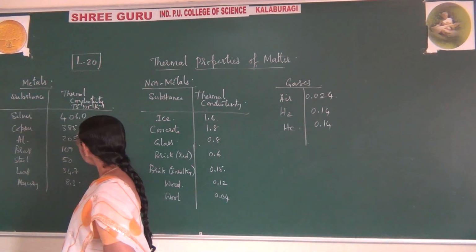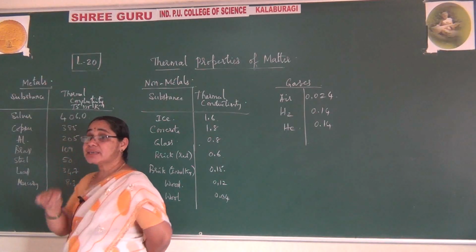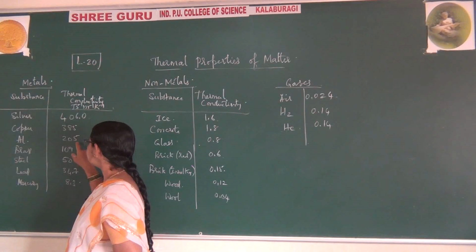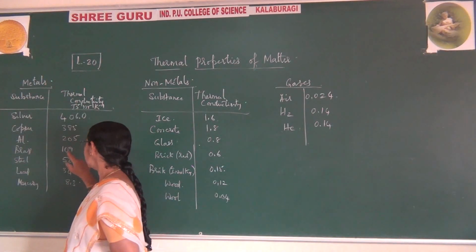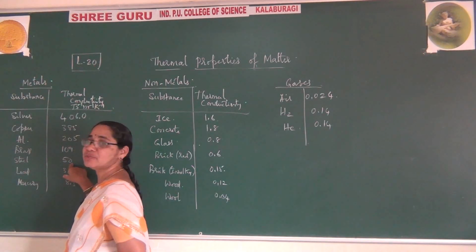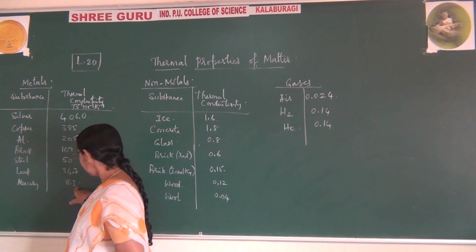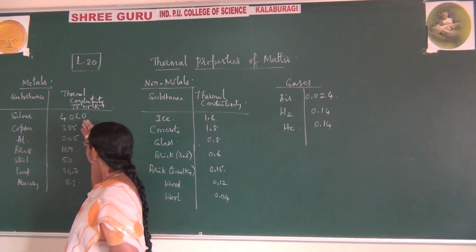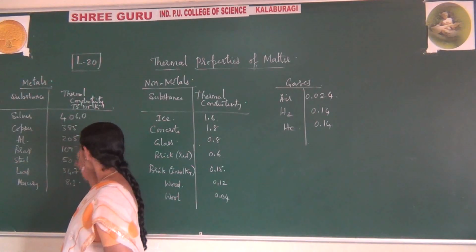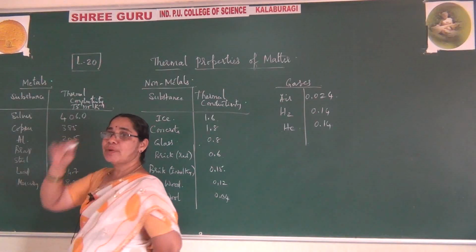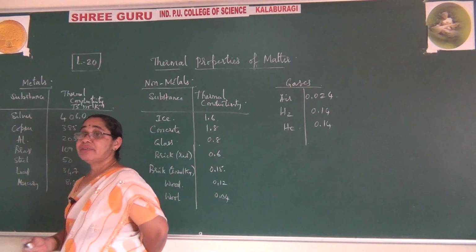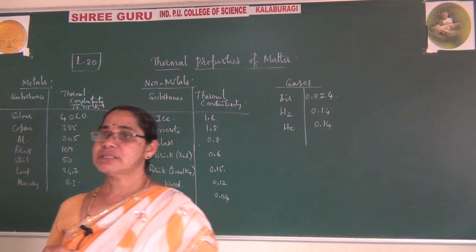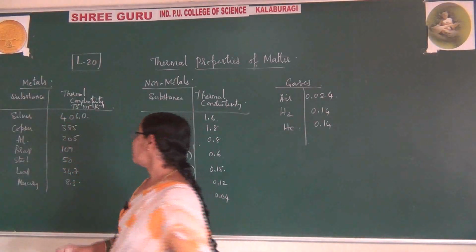Here also you can observe that for 1 second it conducts 385 joules of heat. Similarly, aluminum is 205. Again, steel is 50. Mercury is the least, 8.3. So here you can observe I have written in decreasing order. Because of this, silver is the best thermal conductor.